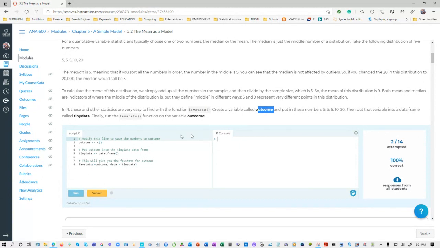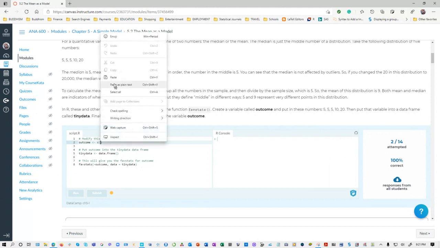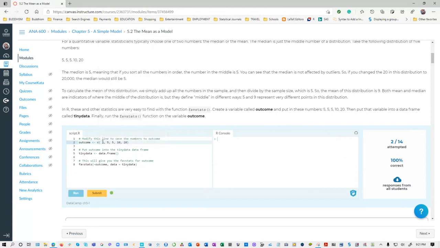Then put the variable into a data frame called tiny data. Finally, run the favstats function on the variable outcome. Let's say that we have five numbers, a small, tiny data set: 5, 5, 5, 10, 20. Then put the tiny data into a data frame.